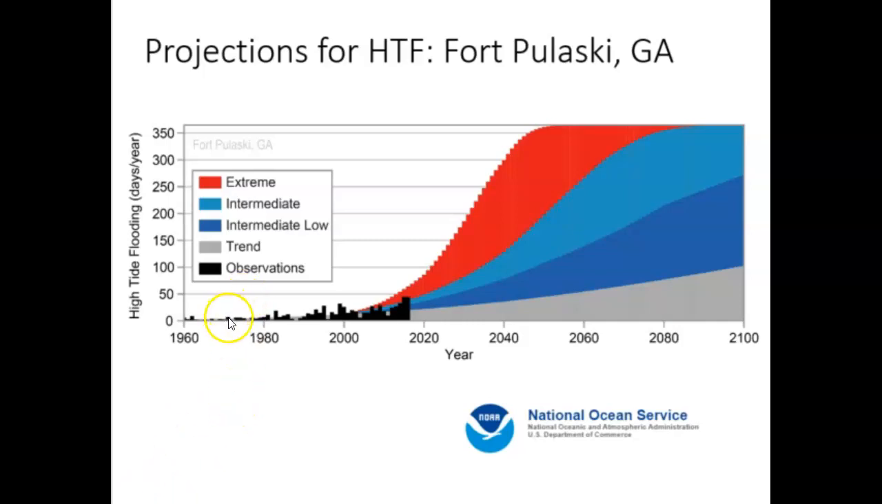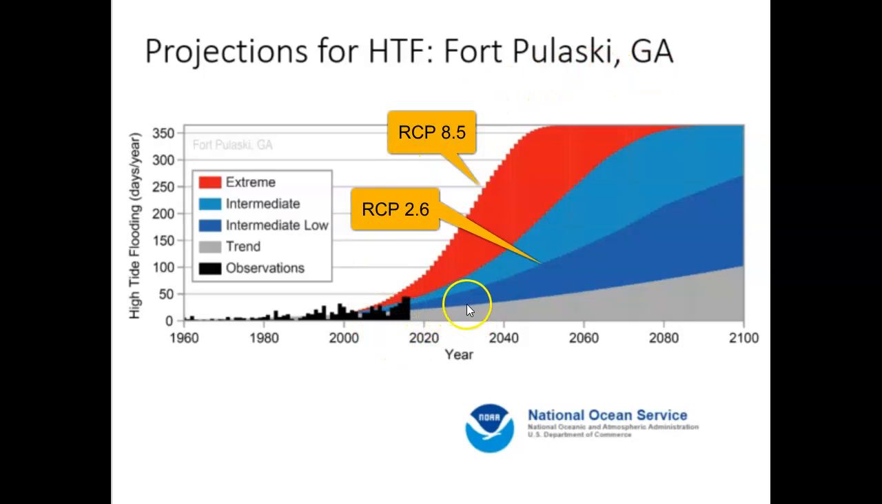What you see with the little dark black bars along the x-axis up into around the year 2016 or so is the actual number of measured days when we've had high tide flooding. The colored bands represent projections on how much high tide flooding this area will see into the future based on different climate scenarios. So the location is a place on the Georgia coast called Fort Pulaski, and we see different projections here. The gray line here, right where I'm moving that cursor around the boundary between the dark blue and the gray, represents the projection moving forward based on what we've seen from 1960 to the year 2016.